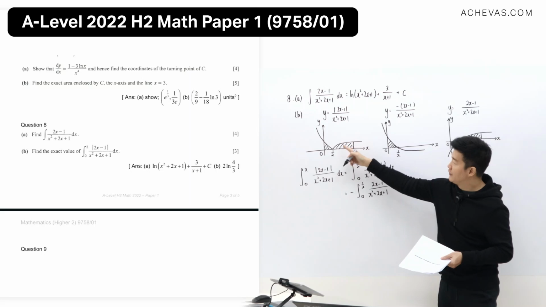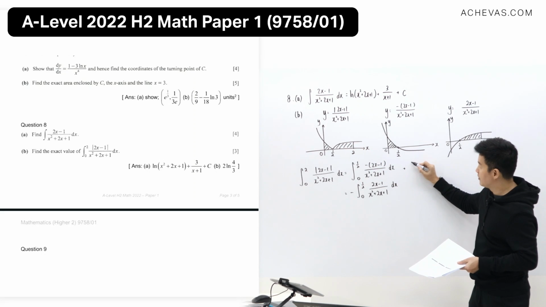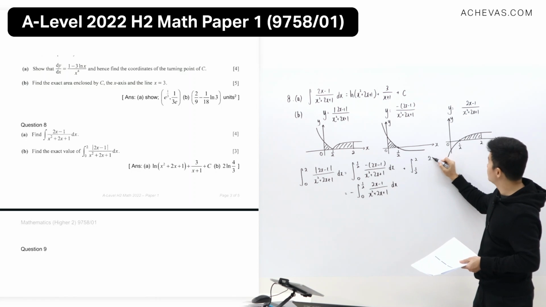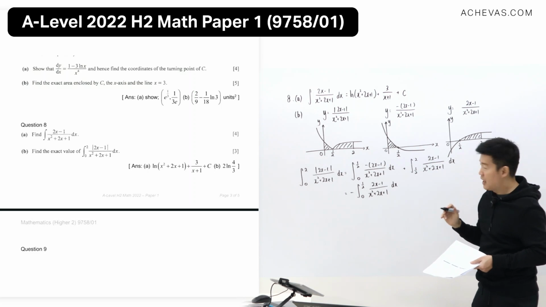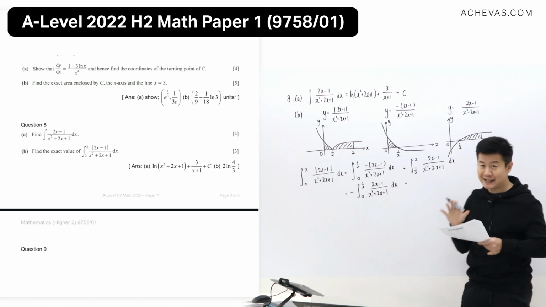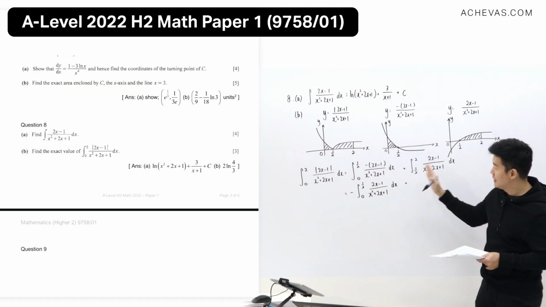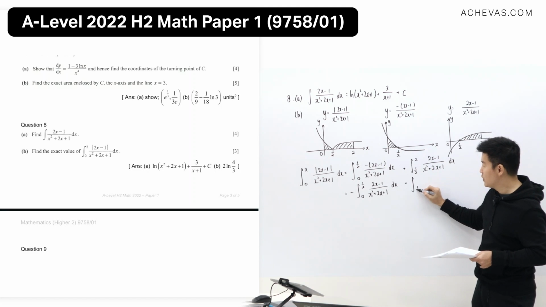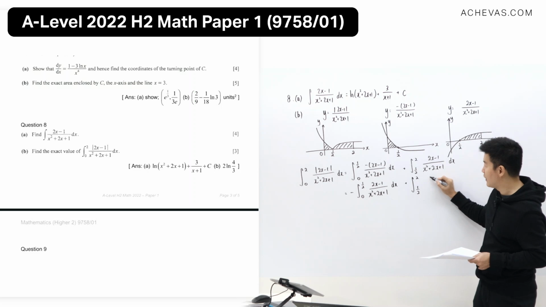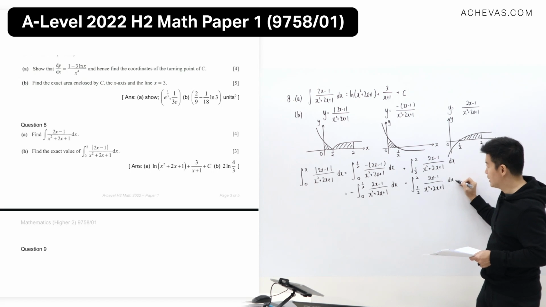That is why for this region, we can also simulate it by integrating from half to 2 of this graph instead. 2x minus 1 over x squared plus 2x plus 1. And now what we have done is to successfully remove the modulus from the integral, giving us two other integrals which we can now make use of our result in part A to try to resolve them as definite integrals.